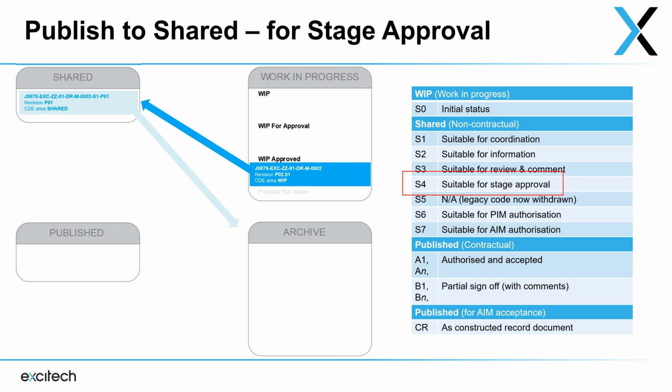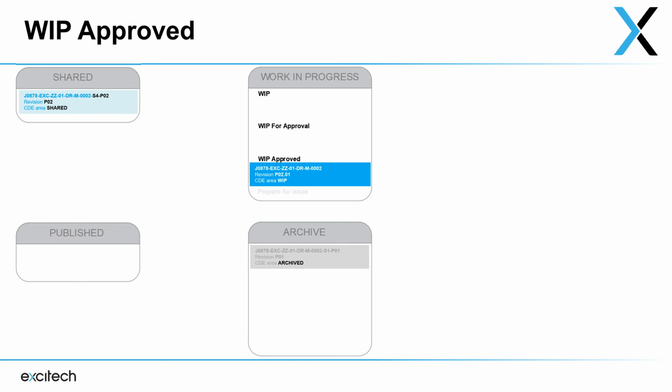You can only have one version of the file in either shared or published, so in copying the file into shared, you need to move the one that's there into archive. As before, the title block on the drawing will need to be updated to show the suitability and revision, which will need to be truncated to P02, and the file name will need to have S4P02 appended to it. We will make one more edit, so we will need to push the WIP approved version back into WIP. As before, the revision will increment and will need to be updated to P03 on the title block.